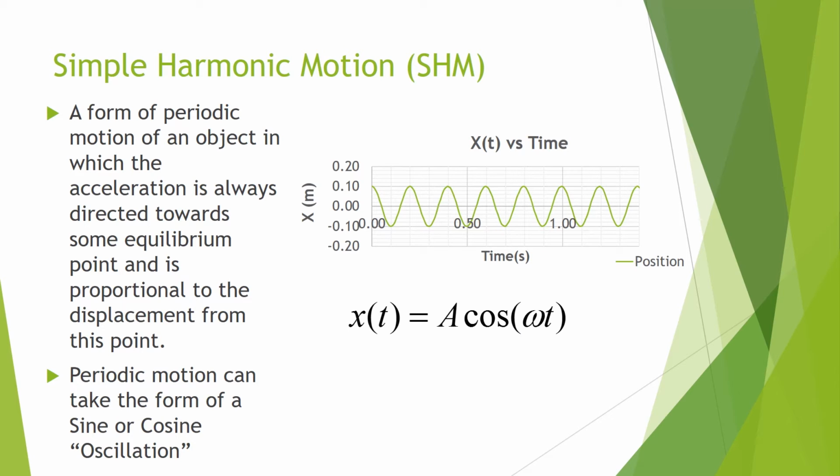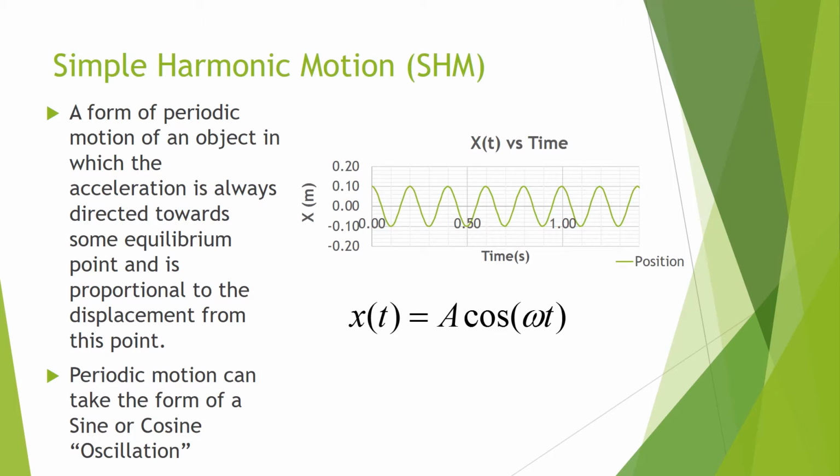Okay, about simple harmonic motion. As per the definition, this is periodic motion, or in other words, a motion that repeats itself in time. And the acceleration associated with this motion is directed towards some equilibrium point. In other words, the direction of acceleration is constantly changing, and it's always pointing toward a particular point on the x-axis. We're going to see what that is.